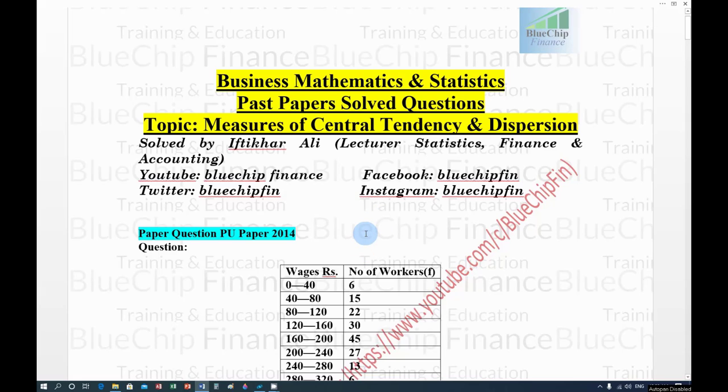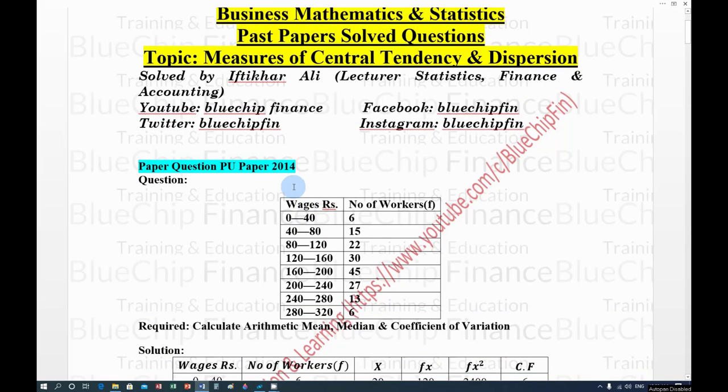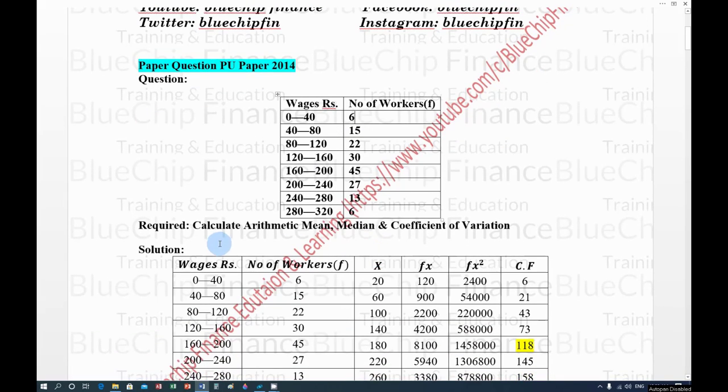In this video we are going to discuss the question of measures of central tendency and dispersion which was asked in the 2014 paper of Punjab University. The question is that wages are given here: 0 to 40, 40 to 80, 80 to 120 and so on, and frequencies, the number of workers, are given in the next column: 6, 15, 22, 30 and 45 and so on. You are asked to calculate arithmetic mean, median and coefficient of variation.